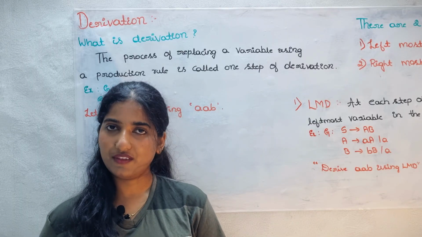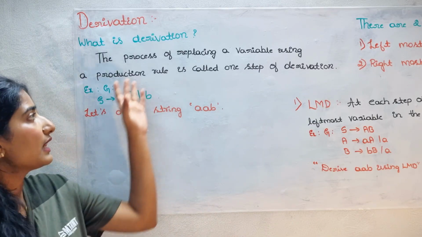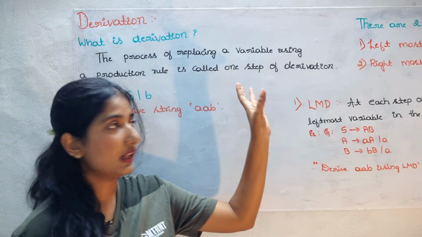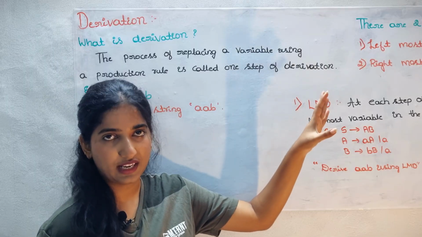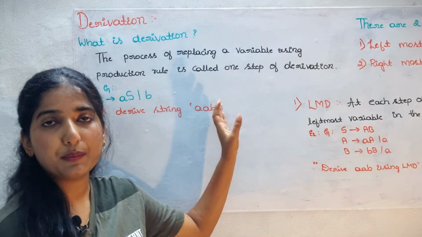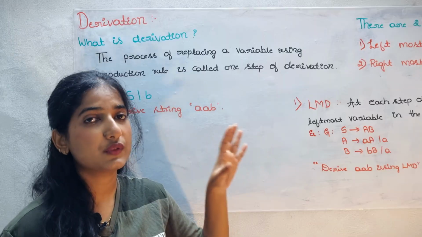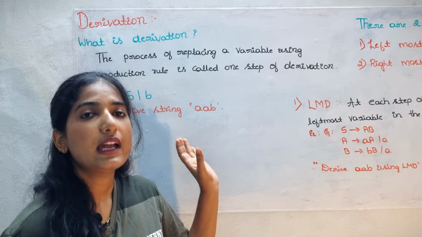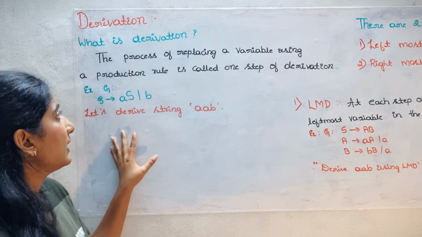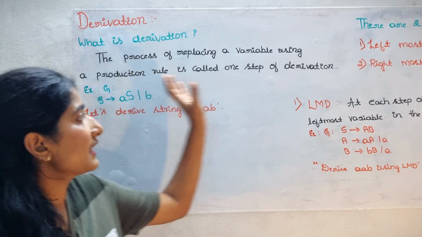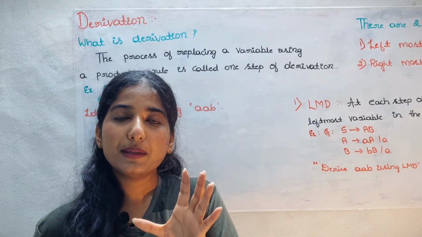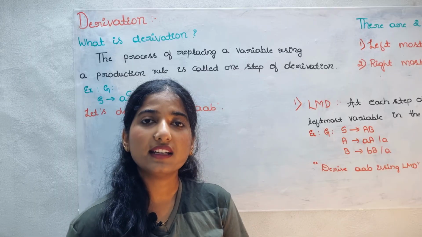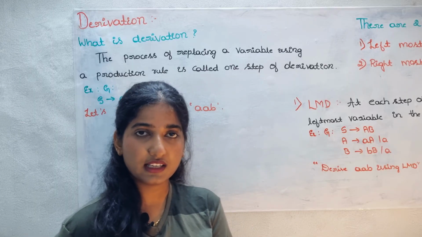So what is derivation? Derivation means the process of replacing a variable using a production rule is called one step of derivation. I hope you watched the previous video and you are coming here, because without the knowledge of the previous video you can't understand this one. Please go through the previous video and come back. So here derivation means the process of replacing a variable. Variable means capital letter, right? Variable is used during construction, and terminal is the final string that we got.